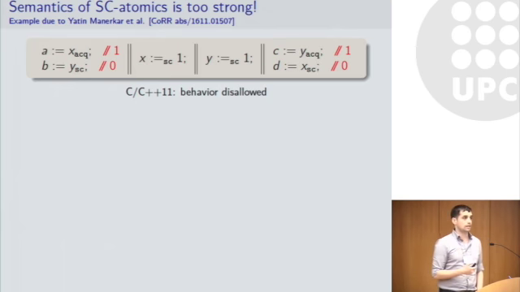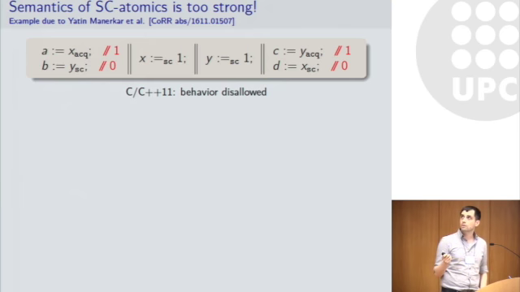I'm saying that SC semantics is too strong, and this is an example that demonstrates it. Let's see what happens here. We have 4 threads, 2 writers and 2 readers. The writer here sets X to 1, and the other one sets Y to 1. This one reads X and then reads Y, and this one reads Y and then reads X. Now, if you think about interleaving semantics, this is disallowed.